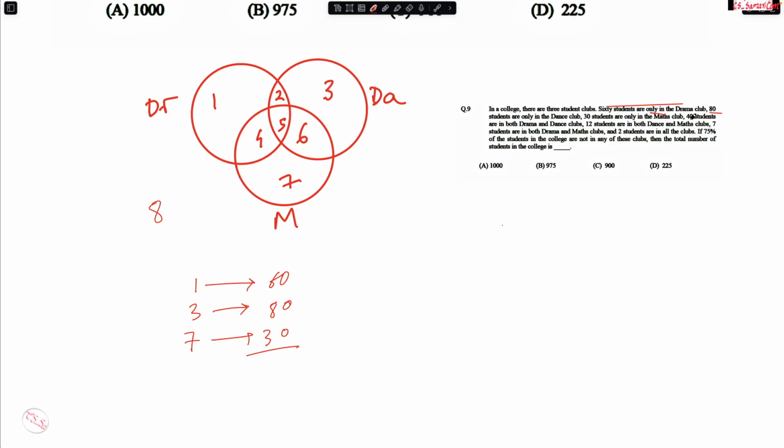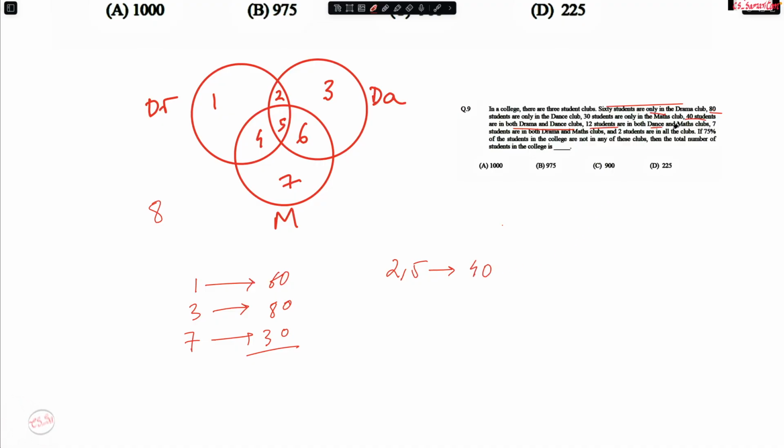What other information have they given us? 40 students are in both drama and dance. Drama is this region, dance is this region, so the overlap between them is this particular region. That is what they're telling us. So this overlap is constituted of 2 different labels, that is 2 and 5, and this overlap is holding 40 students.